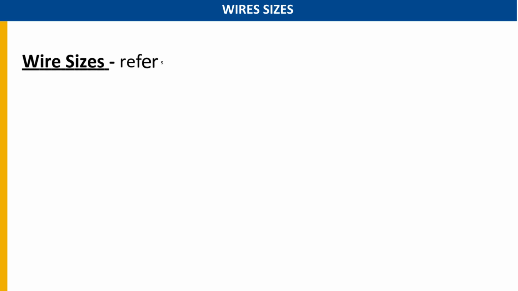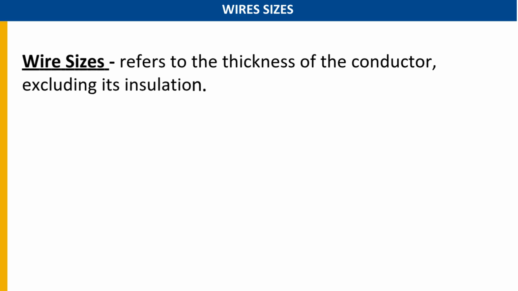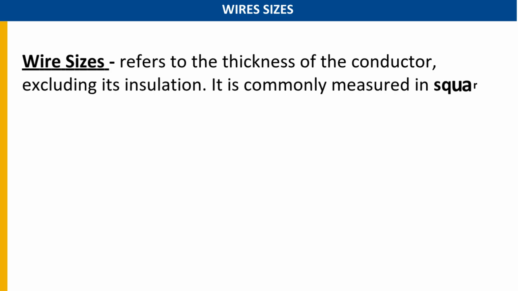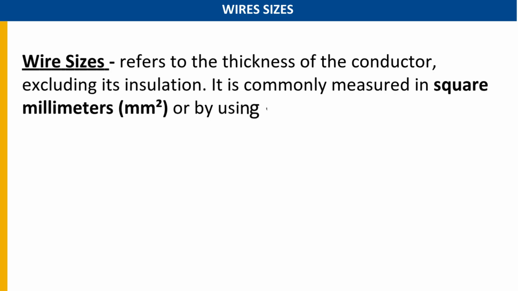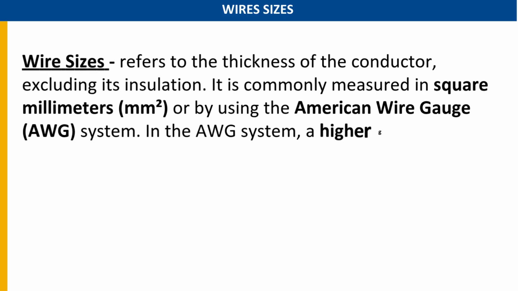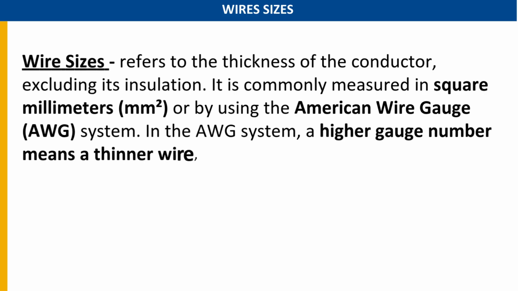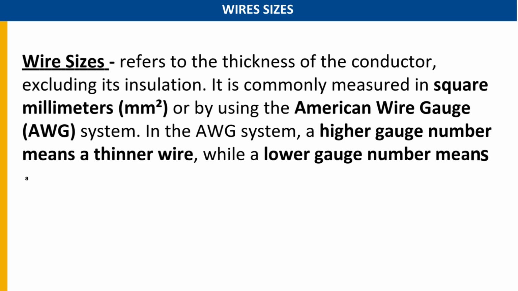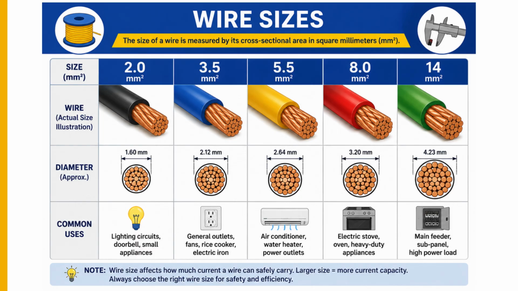Wire size refers to the thickness of the conductor, excluding its insulation. It is commonly measured in square millimeters, mm squared, or by using the American wire gauge, AWG, system. In the AWG system, a higher gauge number means a thinner wire, while a lower gauge number means a thicker wire. Different electrical loads require different wire sizes.